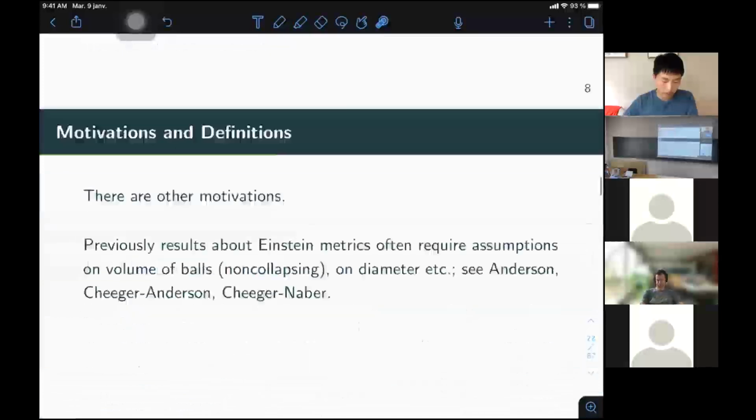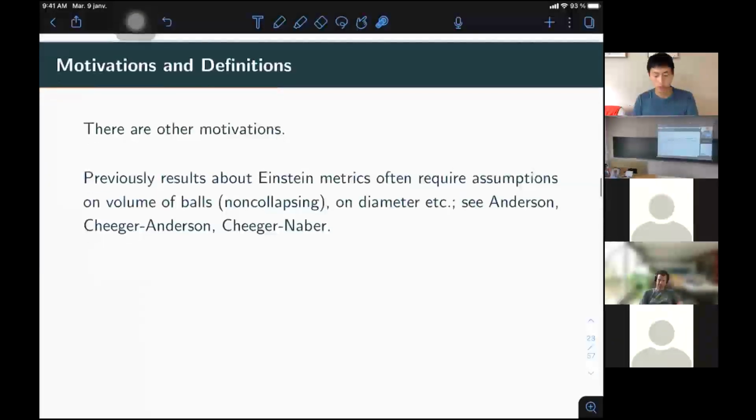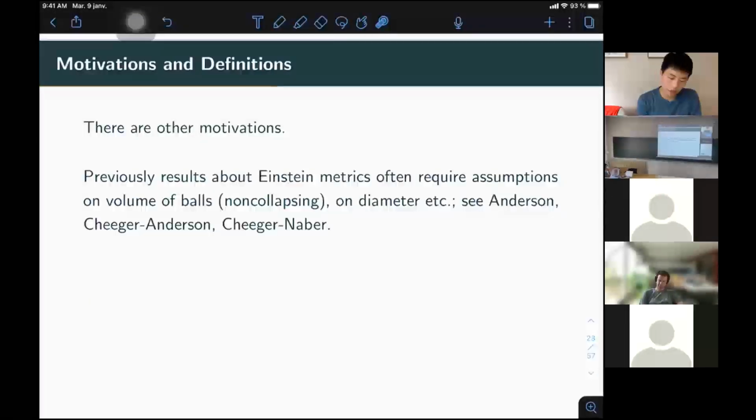So other motivations, that's more for Einstein metrics themselves. Previously, results about Einstein metrics often required assumptions on the volume of balls, say non-collapsing conditions, and on the diameter. You can see the work of, say, Anderson, Cheeger-Anderson, and more recently Cheeger-Naber.